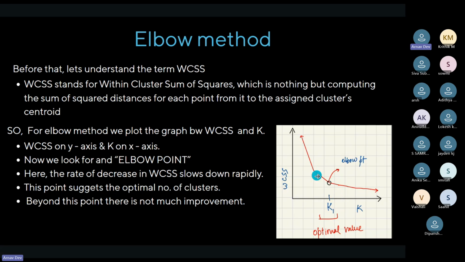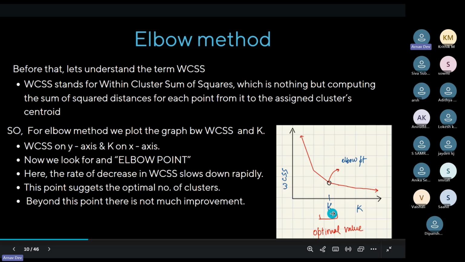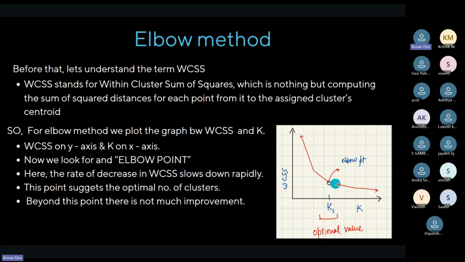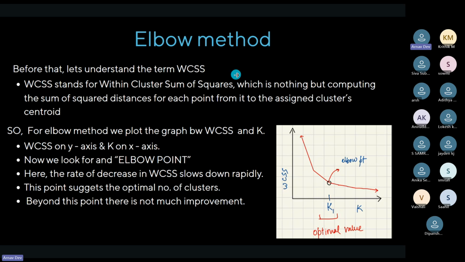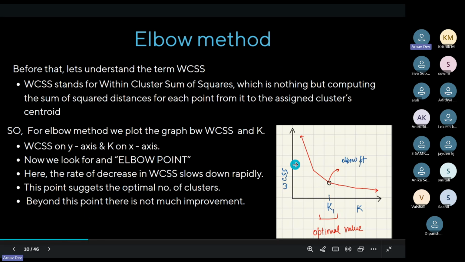As you can see, at k equal to k1 the value of WCSS decreases very much, but after this the decrease is not very rapid. There's not much improvement. So this looks like an elbow, and therefore it's called the elbow point. This is usually taken as the optimal value for k. So this is how the WCSS method, or the elbow method, works. So this is more or less about it.